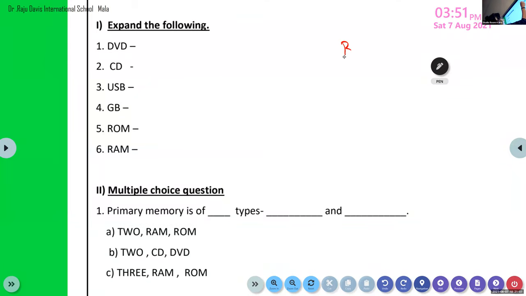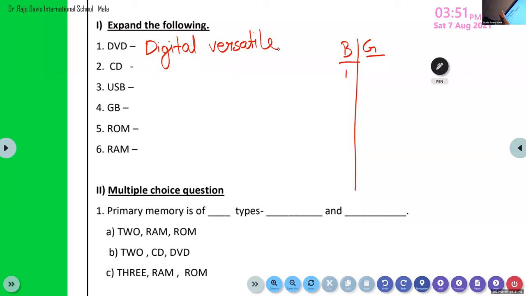So here comes the team. My first question is for the boys team. I would like to call Benedict. Yes, ma'am. DVD stands for? Ma'am, digital versatile video disc. Okay, very good. One point for the boys team. Now you have to learn the spelling also. It is digital versatile. You can either say digital versatile disc or digital video disc. Both are the same. Very good.